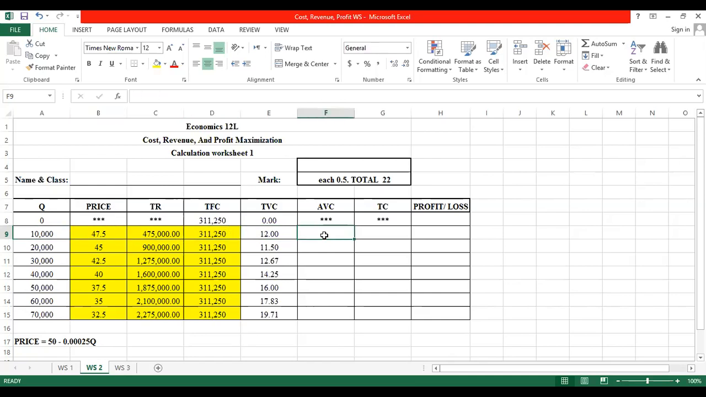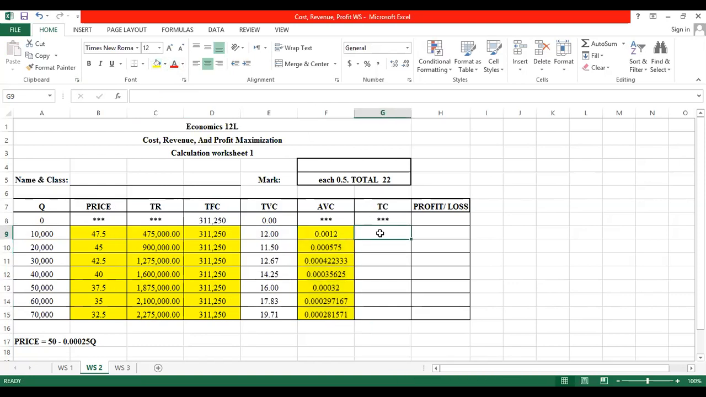Now, average variable cost. As you remember from the formula, you are taking your total variable cost divided by quantity, and let's start. Equals total variable cost, divide by your quantity, which is 10. Here we are. I just copy and go down. It's done. I highlighted yellow.